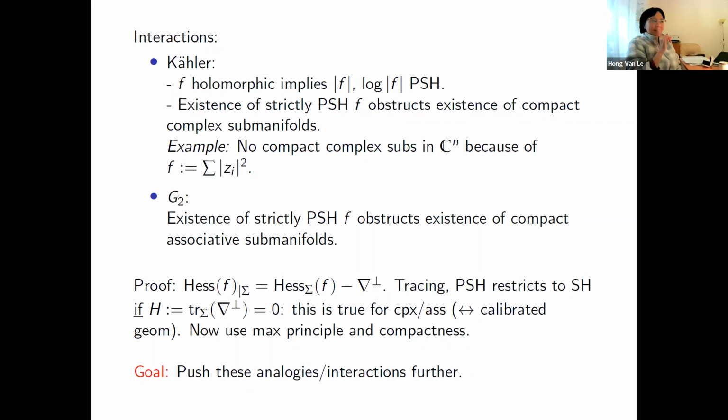Your result. Go ahead. Is the second one concerning G2 your result? The obstruction to the existence of compact associative submanifolds, did you prove this and find an example? Oh, that's a good point. No, I don't know of particularly interesting examples.